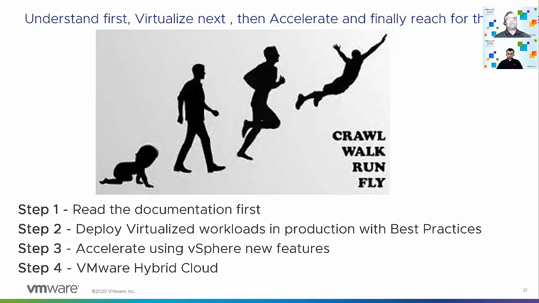And this is very critical here. Essentially what this slide is trying to say is one needs to make sure that they read the documentation first. And once we do that, we deploy the virtualized workloads in production with best practices. And then using all of the new features that vSphere 6.5, 6.7, and 7.0 offers, we accelerate. And at some point in time, when we are ready to spread our wings, we then move our workloads for any of the use cases defined here to a VMware hybrid cloud environment.